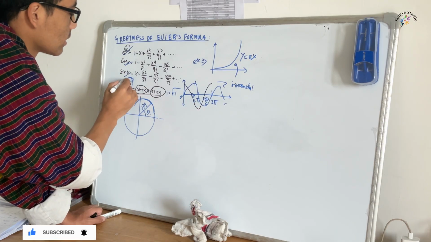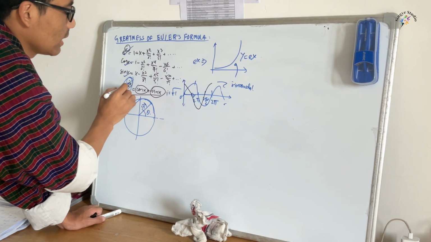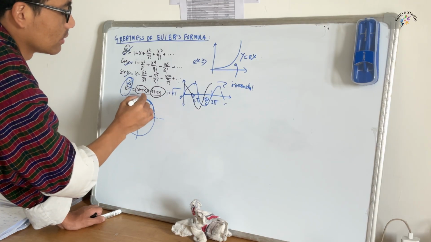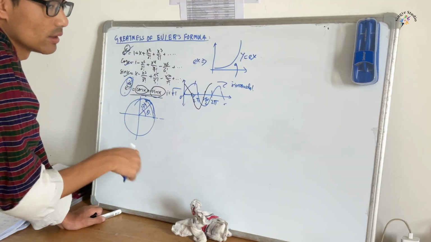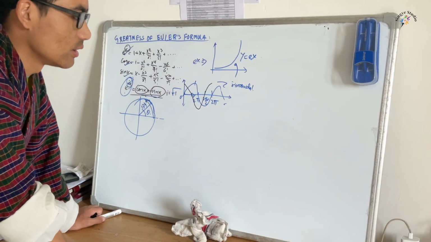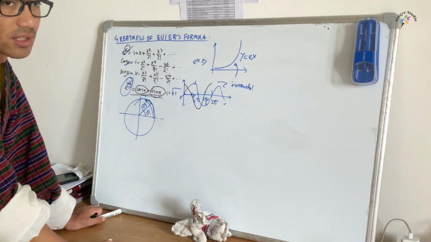But if you raise the imaginary number i to x, e raised to ix, then it is equal to this, and it just moves in a complete circle. So this is the greatness of Euler's formula.